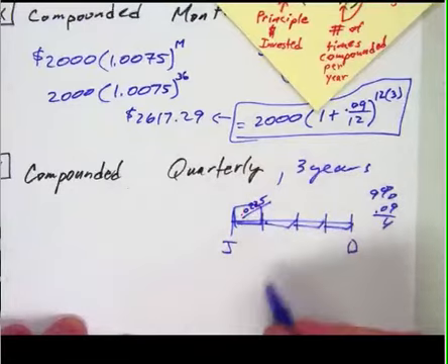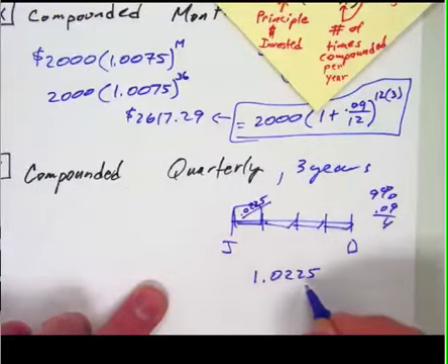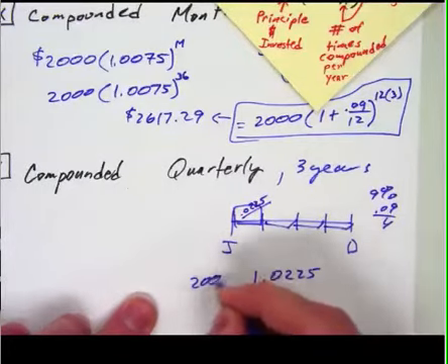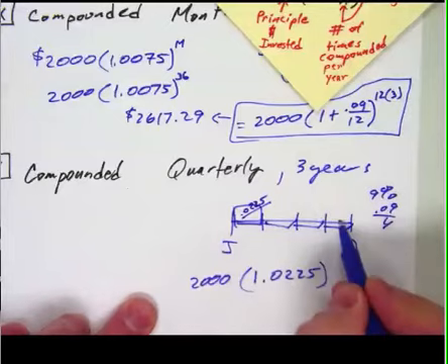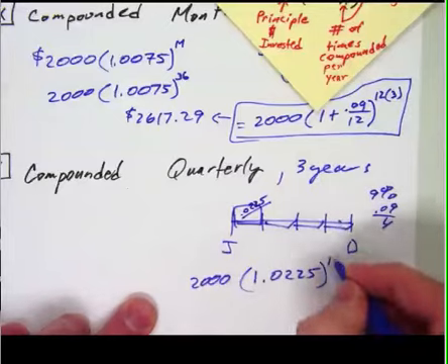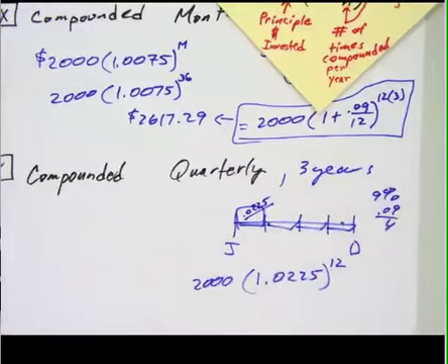So I'm going to get that 4 times in a year, add it to 1. 0.0225 is going to be my multiplier. My original investment was $2,000 times this. And then I've got it 4 times a year for 3 years. 4 times 3 is 12. So in this case, I would take it to the 12th power because it's a quarterly investment for 3 years. Now before I show the answer to that, I would like to do this also with the equation.